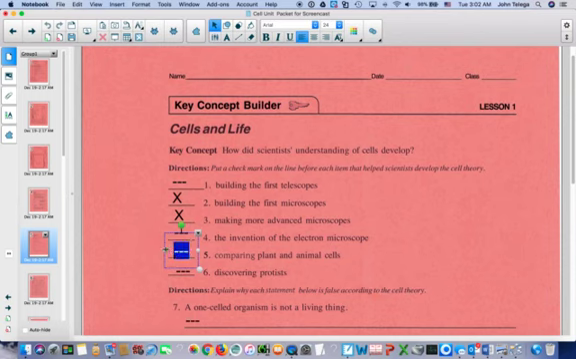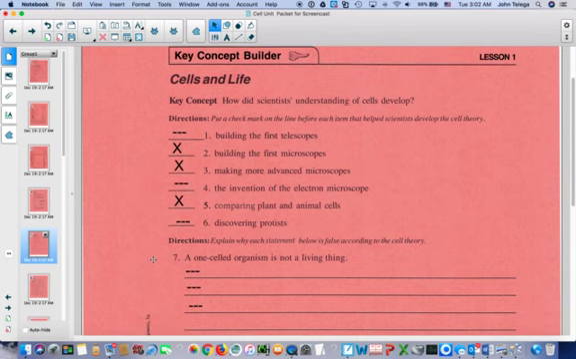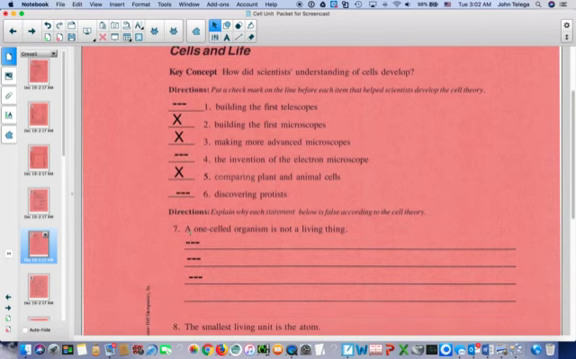Number 5, comparing plant and animal cells definitely helped. And then discovering protists did not help. So it would be 2, 3, and 5 that need to be check marked there. One-cell organisms.